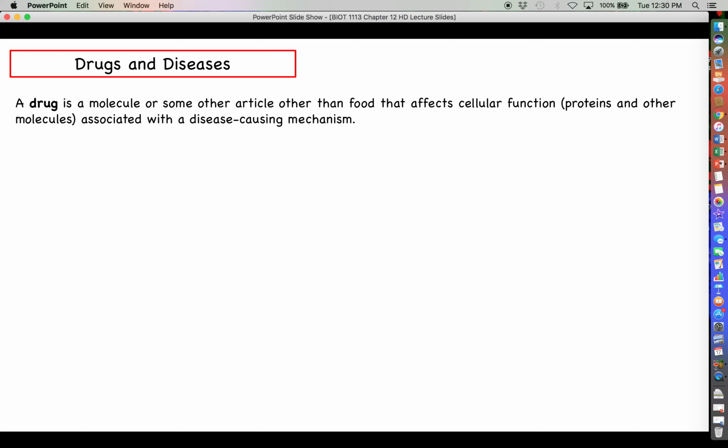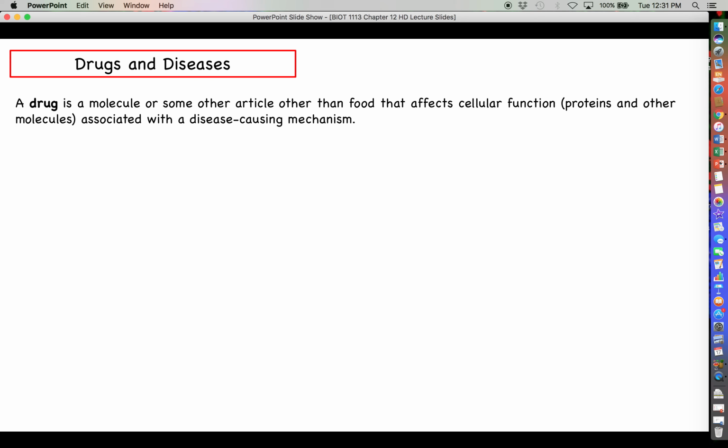So let's talk about drugs. A drug is really something that has different definitions depending on whether you're talking about it on a medical basis or a recreational basis. And we are not talking about it on a recreational basis. Medically speaking, a drug is just some molecule or other article that is not food that will affect cellular function in some way for the purposes of altering a disease-causing mechanism and hopefully treating the disease.